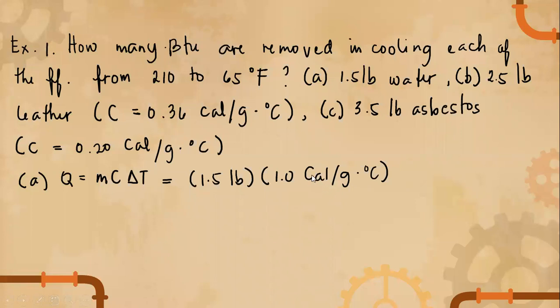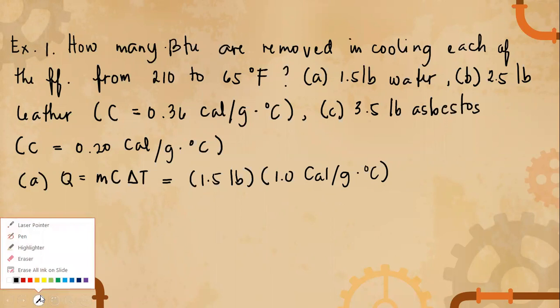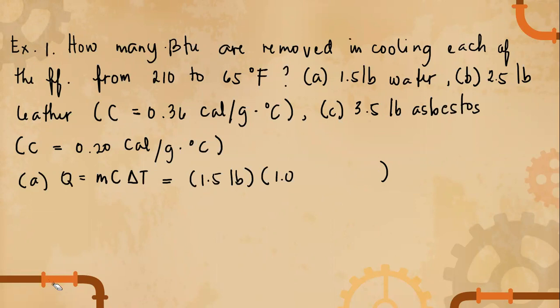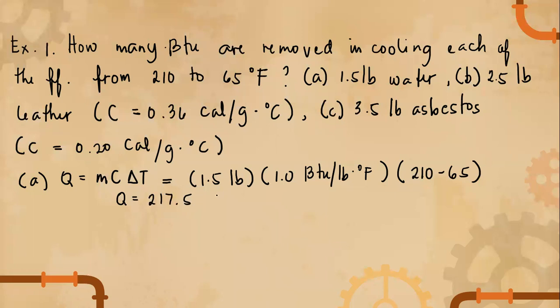No need for the conversion. Instead, we are going to use the constant value of water in BTU per pound degree Fahrenheit. The unit should be in BTU since the given are all in the English unit. Therefore, we have 1 BTU per pound degree Fahrenheit times 210 minus 65. Q is equal to 217.5 BTU. Pound mass and degree Fahrenheit cancel, therefore we have BTU. This is for letter A.